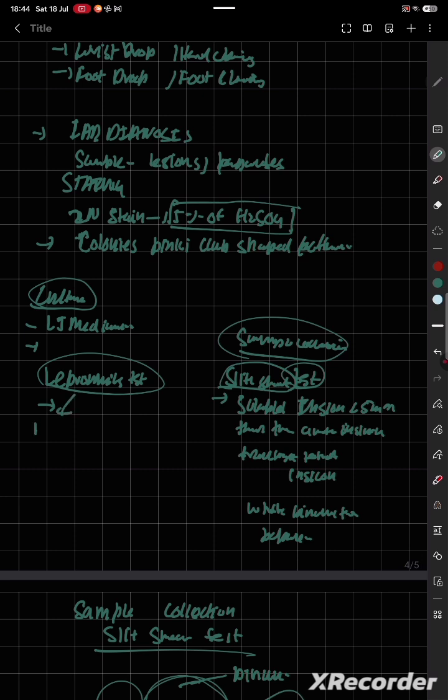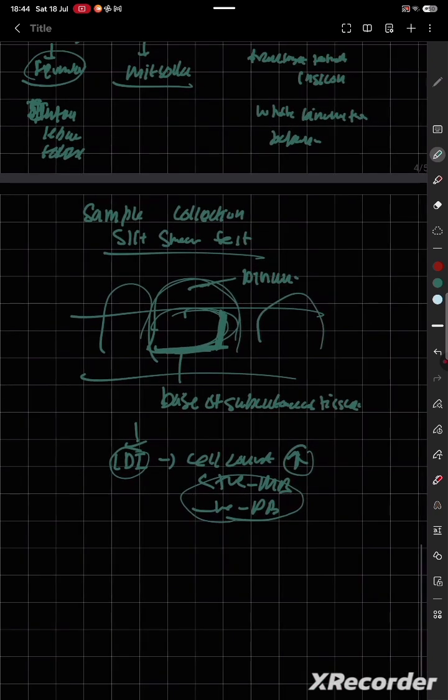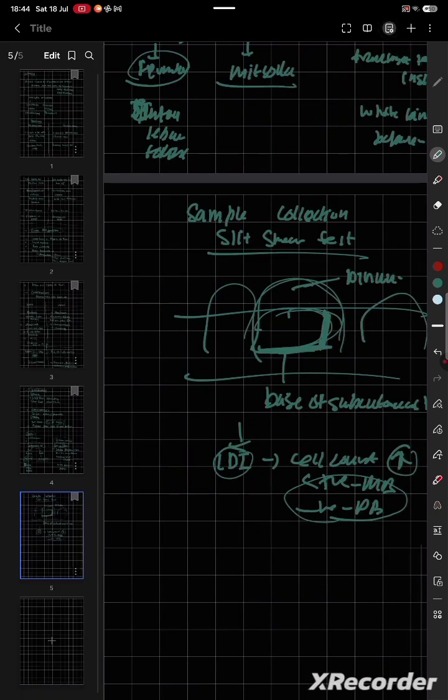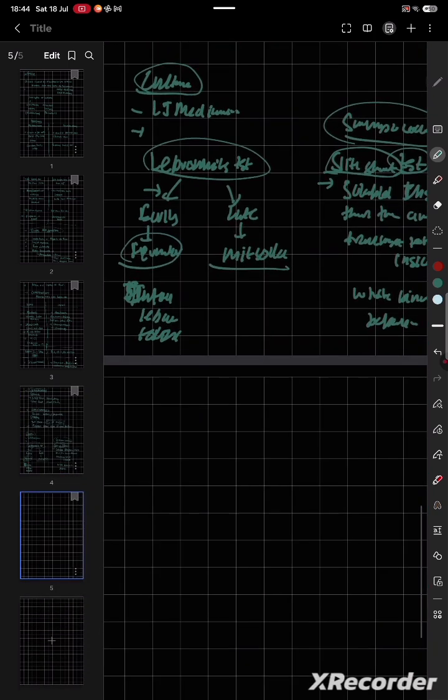You have early lepromin test and late lepromin test. Early lepromin test is also known as Fernandez test, and late lepromin test is known as Mitsuda test. In early lepromin test, you have to inject lepra toxins.